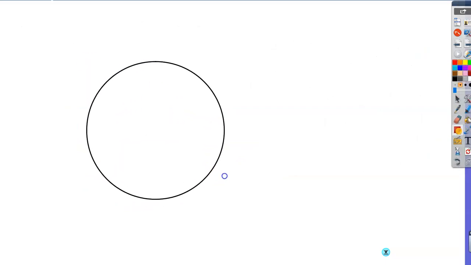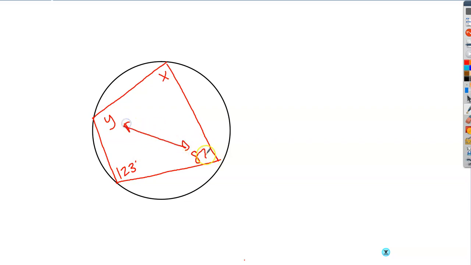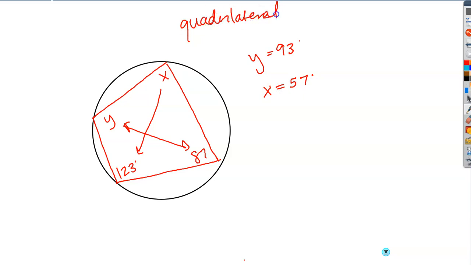Again, the only one that I didn't really put on there, just to review one more time, is the one where you might have a quadrilateral inside of your shape. Don't forget that the opposite angles in a quadrilateral do in fact add up to 180. So if you know this is 87, then you know that y would have to be 93. And if you know that this is 123, its opposite angle x would have to be 57. So just remember, this is when you have a quadrilateral inscribed, right?